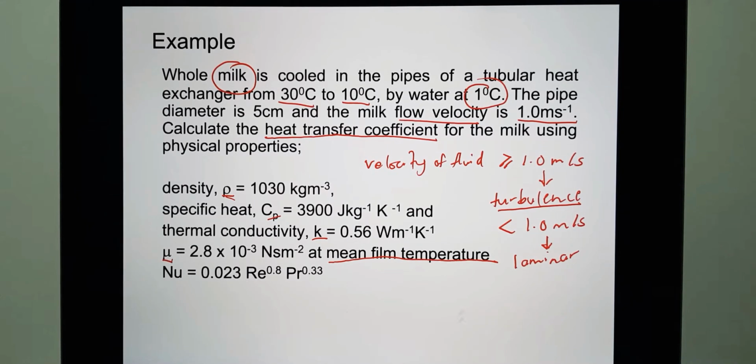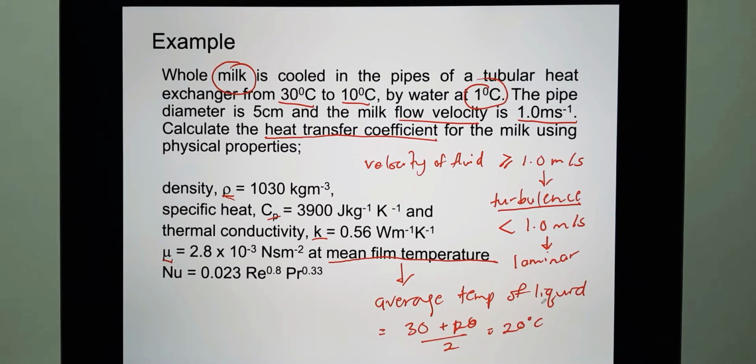So what is the mean film temperature? You need to calculate the average temperature of the liquid. So this one will be 30 degrees Celsius plus 10 degrees Celsius divided by 2. So you get 20 degrees Celsius. Alright, but this one you don't have to calculate because normally these values, the rho, Cp, K and mu, are going to be given to you and you need to know how to use them.